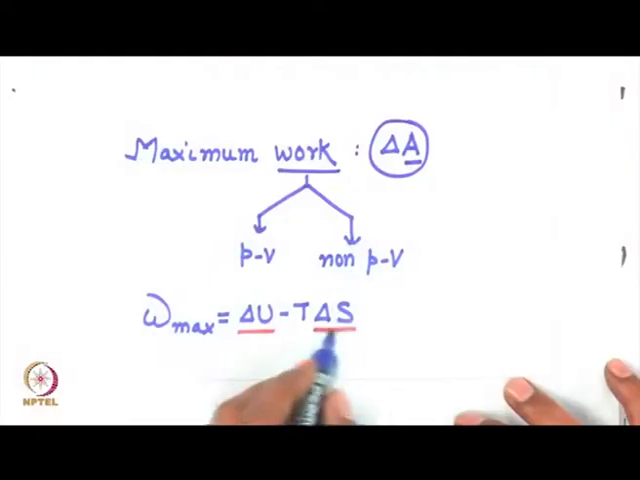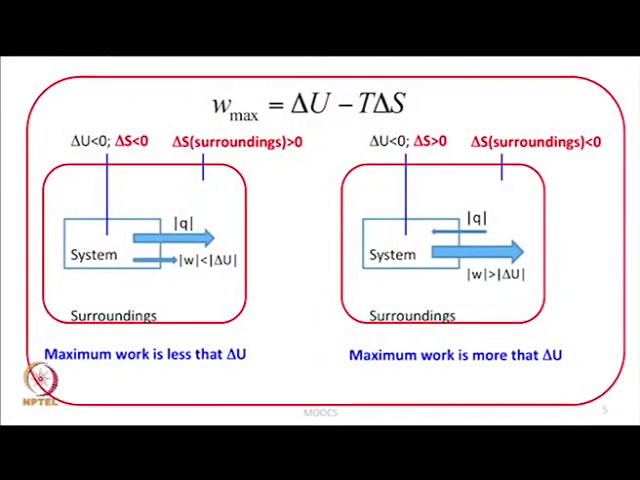Let us discuss that. That will depend upon two factors, because the change in entropy can be positive and the change in entropy can be negative. And we will now discuss how much work, as maximum work, we can draw from the system. Is it more than delta U or less than delta U when delta S is positive or delta S is negative? Let us take a look at that. Let us take a look at the left hand side figure.